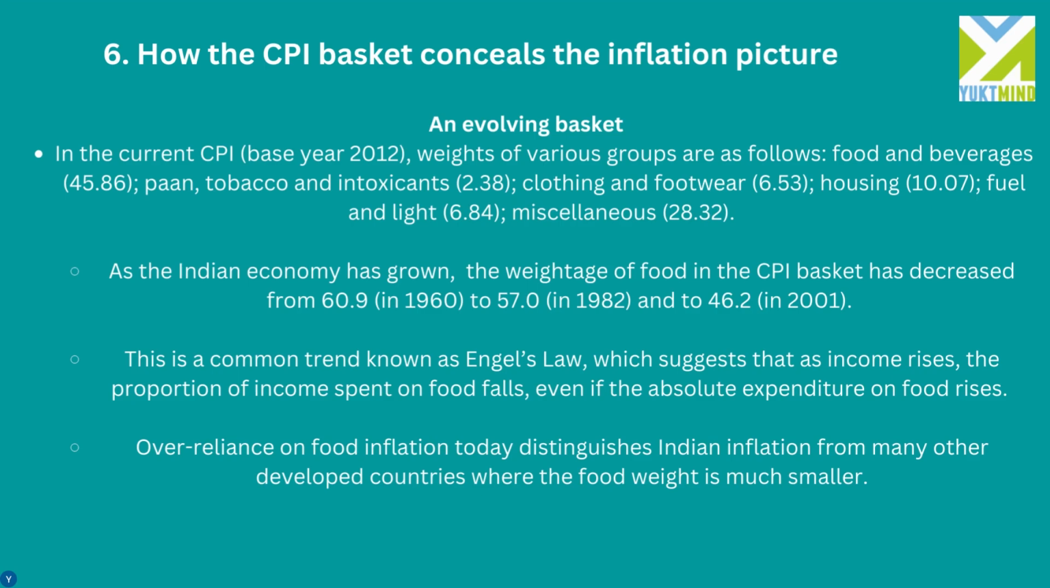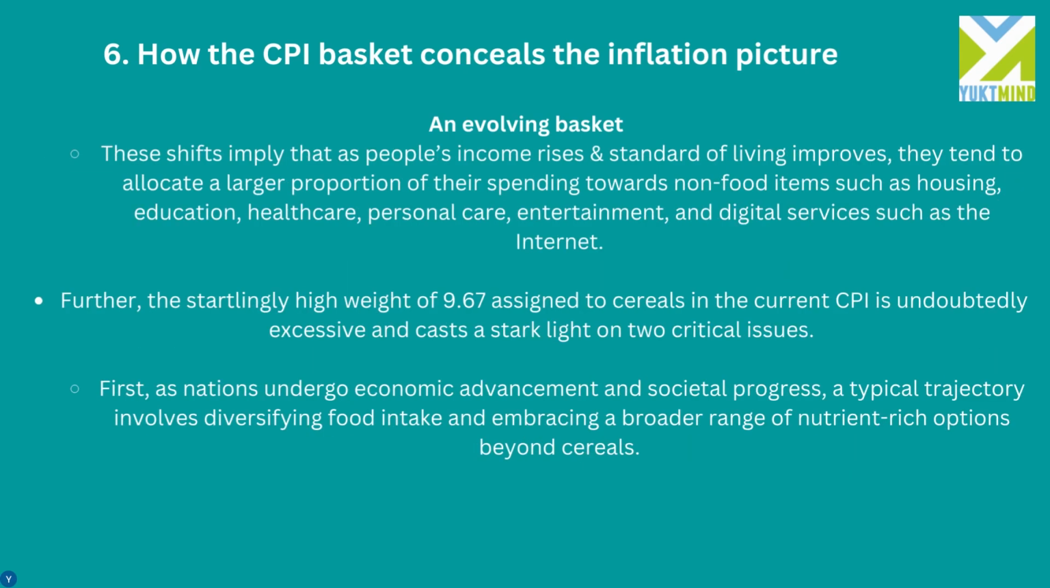As the Indian economy has grown, the weightage of food in the CPI basket has decreased from 60% in 1960 to 57% in 1982 and today 45.86% as per the 2012 base year. This is a common trend known as Engel's law, which suggests that as income rises, the proportion of income spent on food falls, even if the absolute expenditure on food rises. These shifts imply that as people's income rises and standard of living improves, they tend to allocate a larger proportion of their spending towards non-food items such as housing, education, personal care, entertainment, etc.